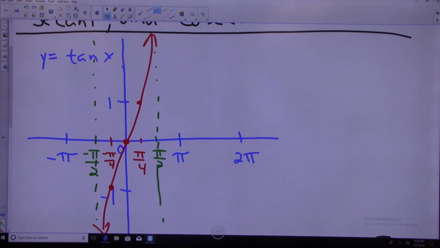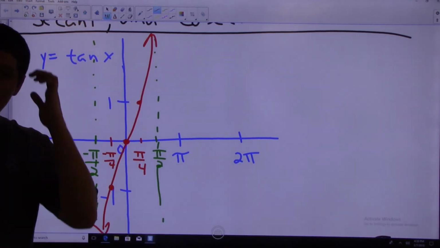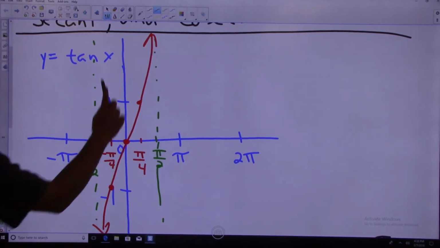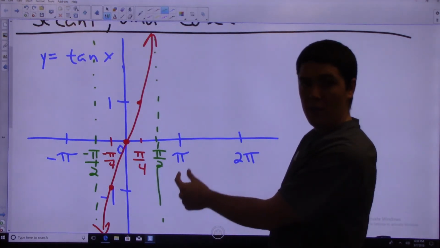Okay. Now, if you want to get more precise, you could include more points there. We could find tangent of pi over 6, negative pi over 6, pi over 3, negative pi over 3. But I think that's good enough. Hopefully that's all right with everybody. So that would be what the graph would look like from negative pi over 2 to pi over 2. And just so you guys know, I'm going to write this down in a second, but we're going to have asymptotes at all odd multiples of pi over 2.